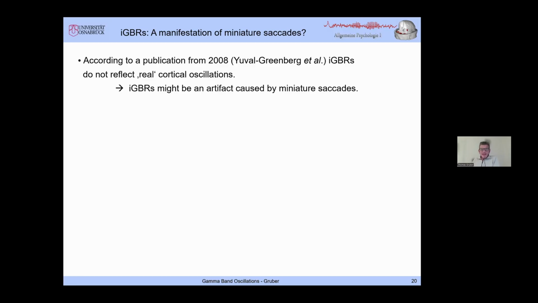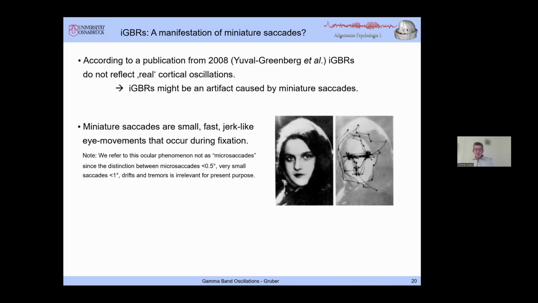no, we don't have any gamma band responses in the human brain. What you measure, you EEG guys, is just eye movements. It's miniature saccades, small eye movements. Miniature saccades are small, jerk-like eye movements that occur during fixation. They're not big like major saccades if you look from the left to the right, but they're just 0.5 degrees or so, 1 degree, small saccades.